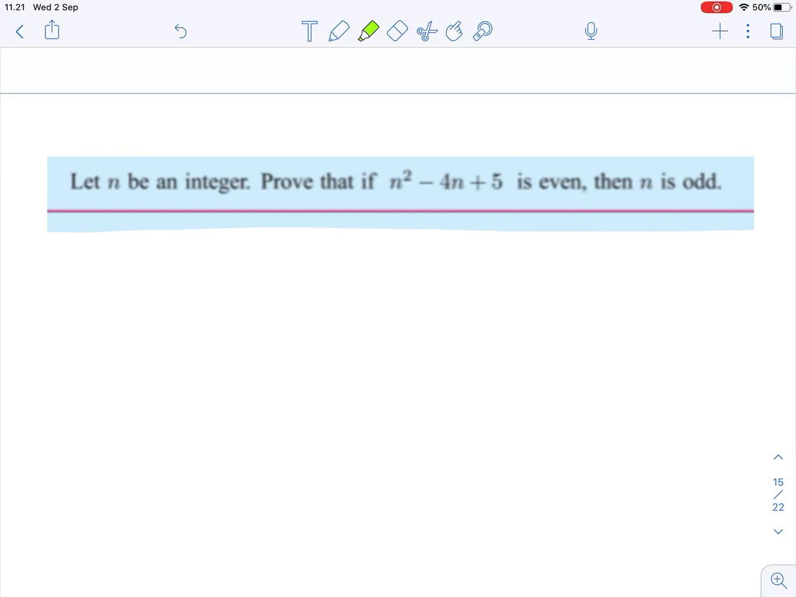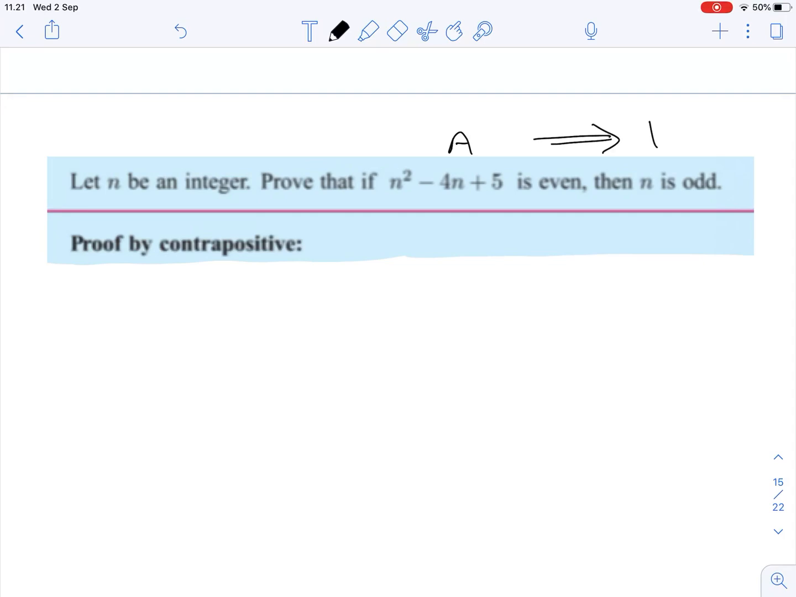So our example here says, let n be an integer. Prove that if n squared minus 4n plus 5 is even, then n is odd. Now, if you're going to do a proof by contrapositive, you have to write proof by contrapositive to be explicit about what type of proof you're using. So think about it. That's A implies B. So the proof by contrapositive would be not B implies not A. We'll try to prove it using the contrapositive.